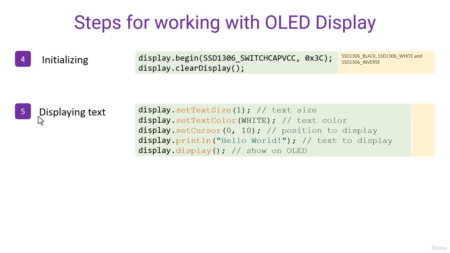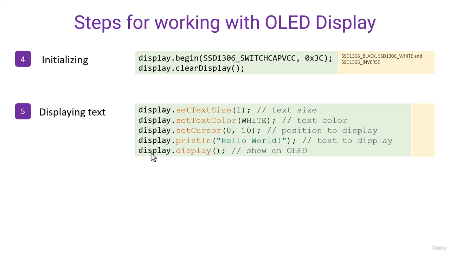After initialization, you can print any text. You can set the text size using display.setTextSize. You can set the color using display.setTextColor. You can set cursor at any point of the display using setCursor function. And finally, to print anything, you need to write display.println within the bracket. It could be a variable or it could be a string.